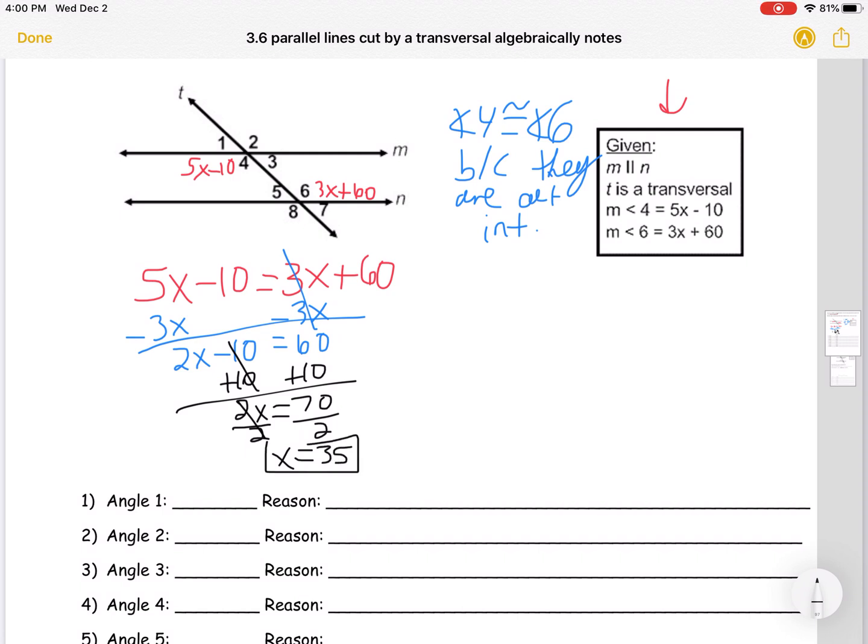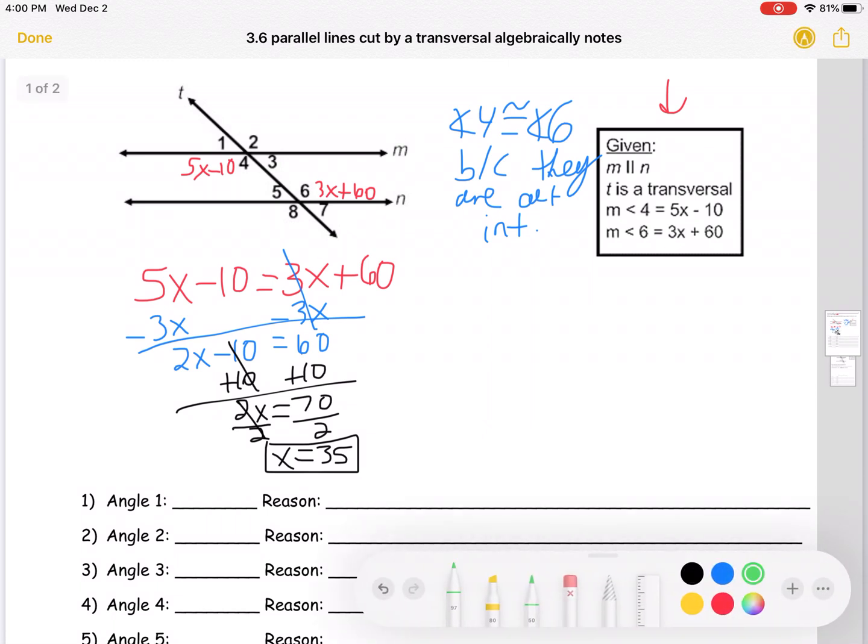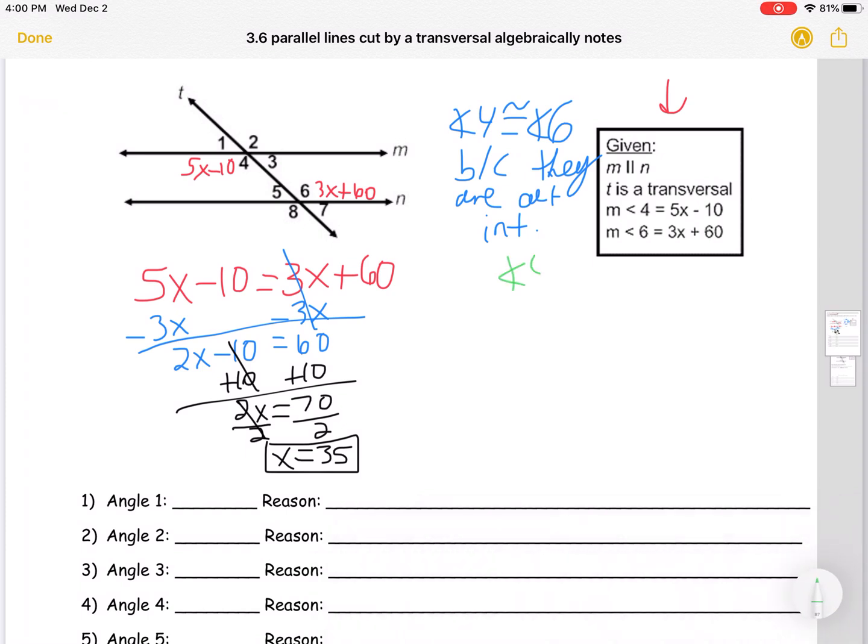Now, x equals 35, that is not my angle measurement. Okay? X equals 35 is not my angle measurement. I have to remember that I have to plug that x into both of my expressions. So angle 4 is represented by 5x minus 10. So I'm going to take my 35 and plug it in for x. Okay, 5 times 35 gives us 175. 175 minus 10 gives us 165.